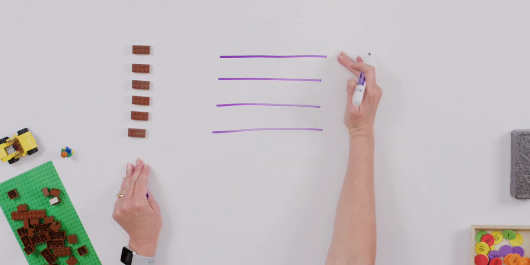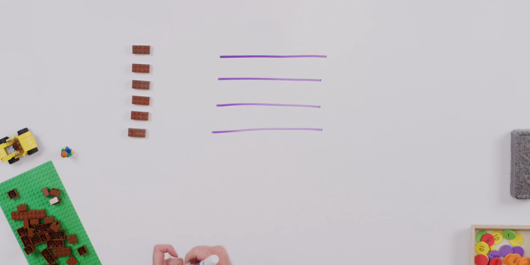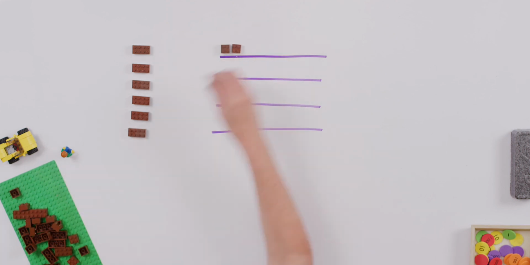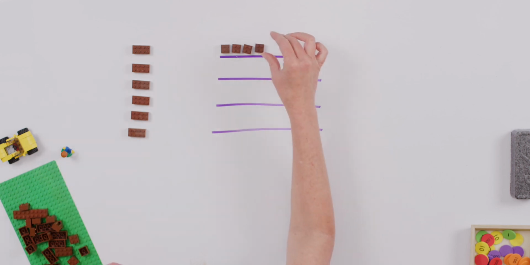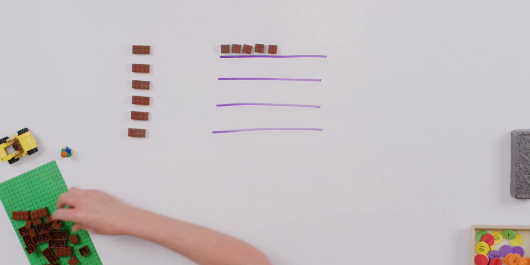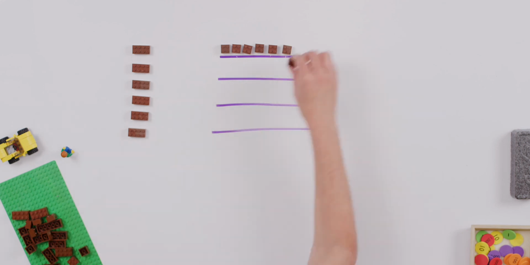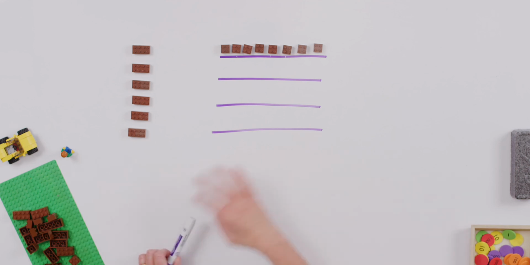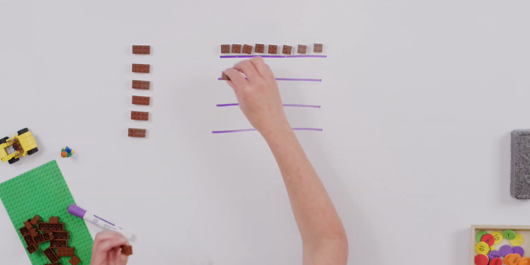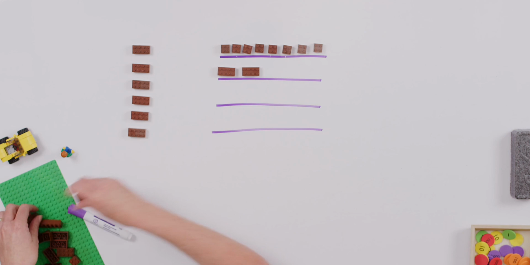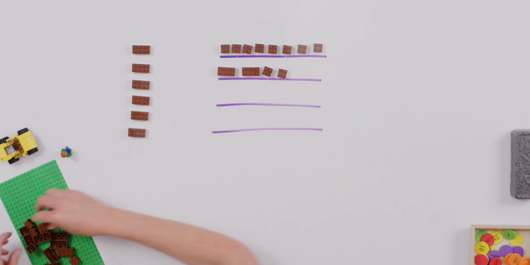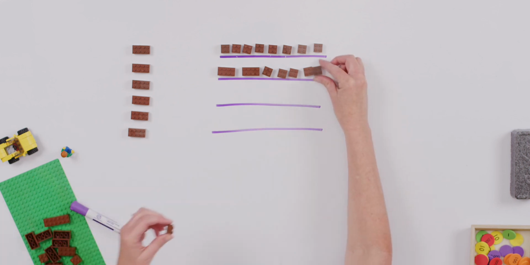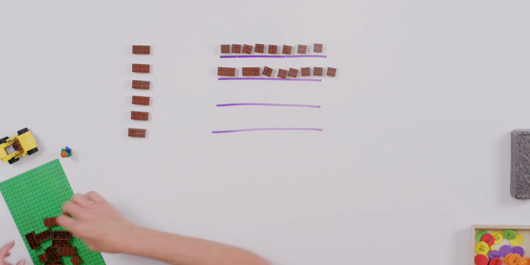And do you know how many he has on each shelf? 1, 2, 3, 4, 5, 6, 7, 8. 8 of them on each shelf. Help me count. 1, 2, 3, 4, 5, 6, 7, and 8. Let's keep going.